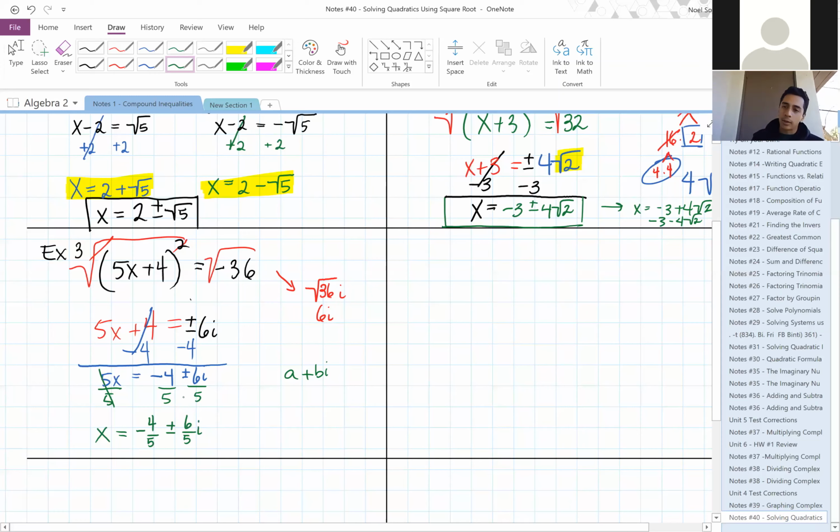Okay, and then that represents the 2 different solutions there, the 2 different imaginary solutions. All right, that's where the 2 solutions come from. One would be negative 4 over 5 plus 6 over 5i, and the other would be negative 4 over 5 minus 6 over 5i. All right, and then that's what we get for our 2 solutions there.